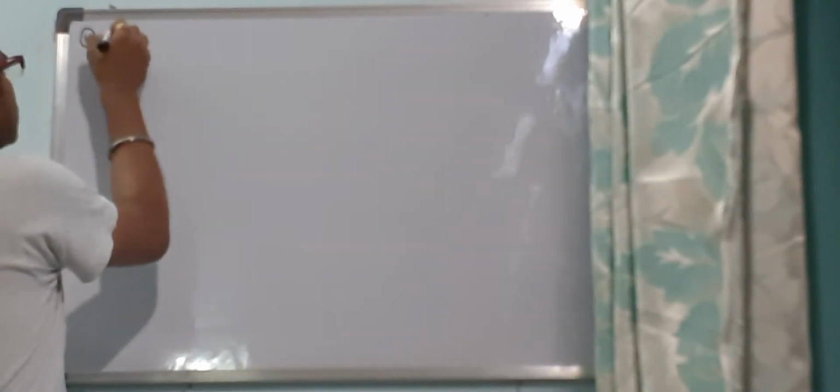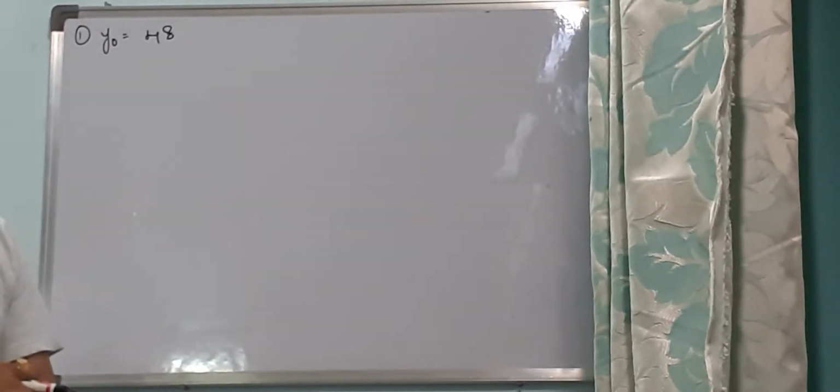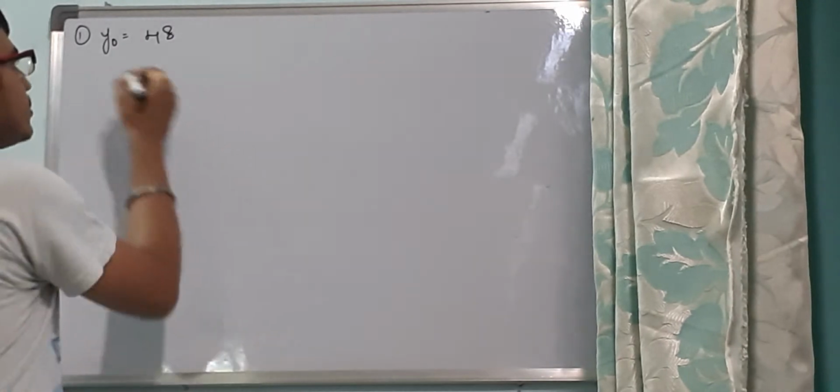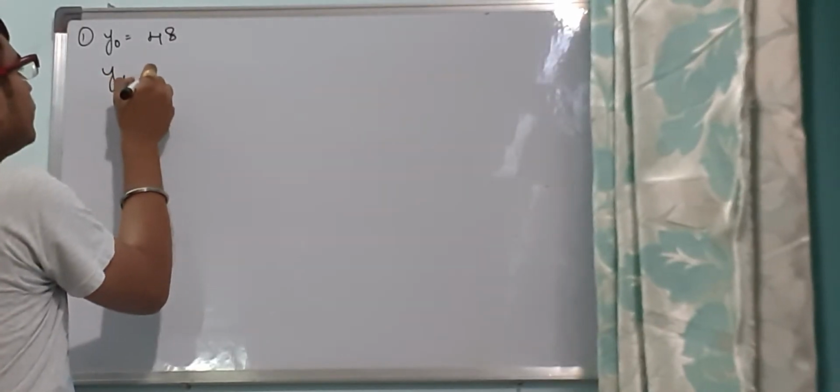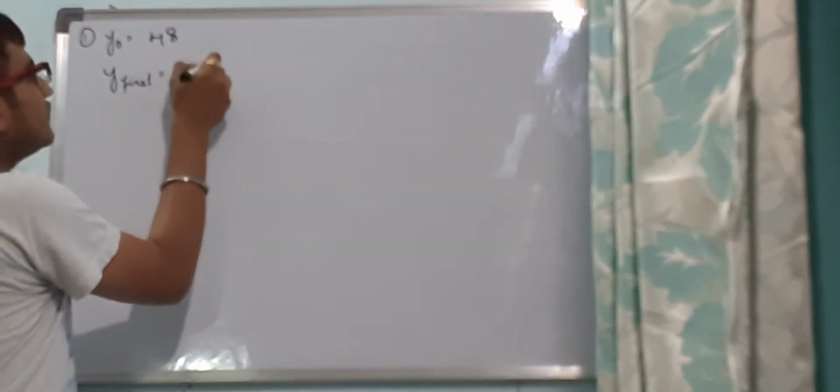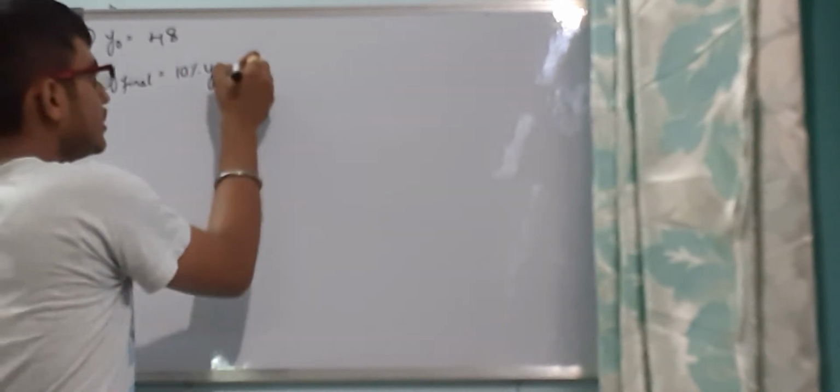Initial concentration of the color is around 48 units. It should be reduced to a final value of 10% of the initial value. That is 0.1 into 48. Why 0.1? 10%, so 10 by 100, so 1 by 10, so 0.1. That gives 4.8. And he has given the equilibrium data as kg of adsorbent used per kg of solution.